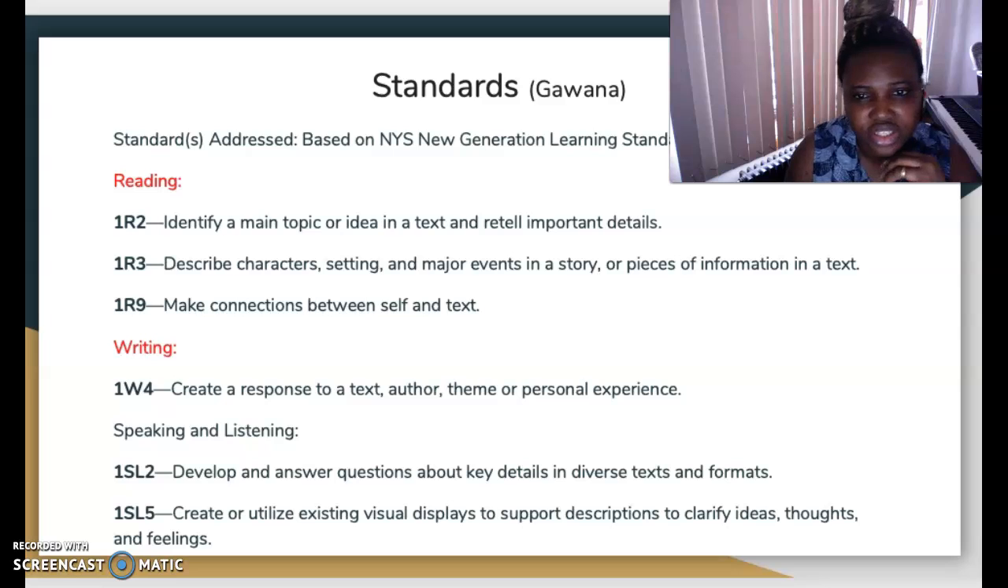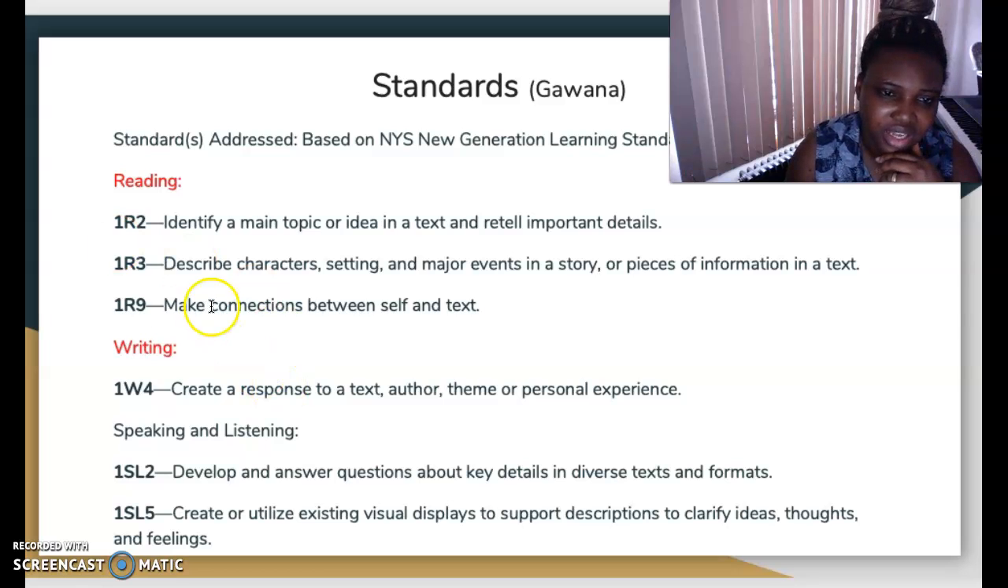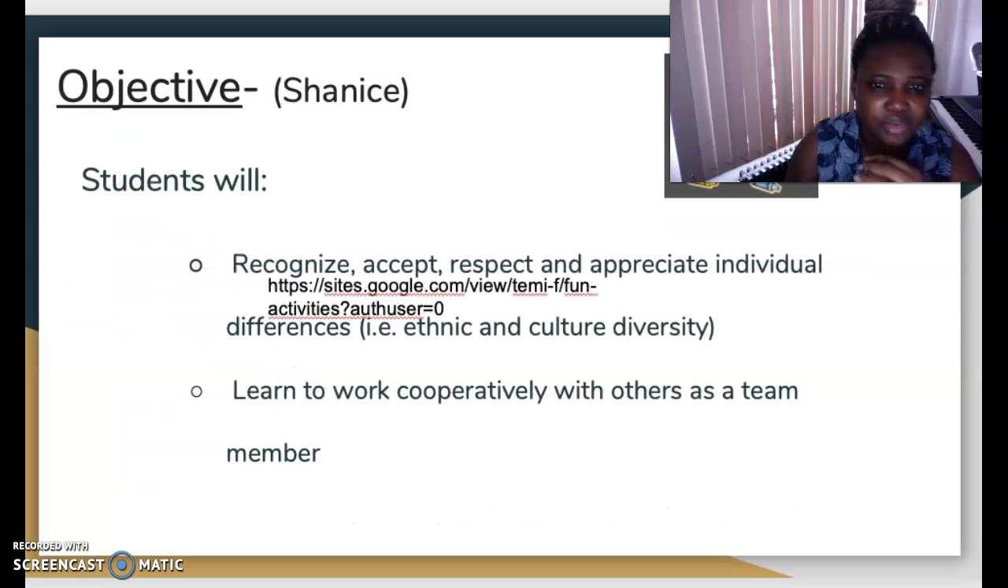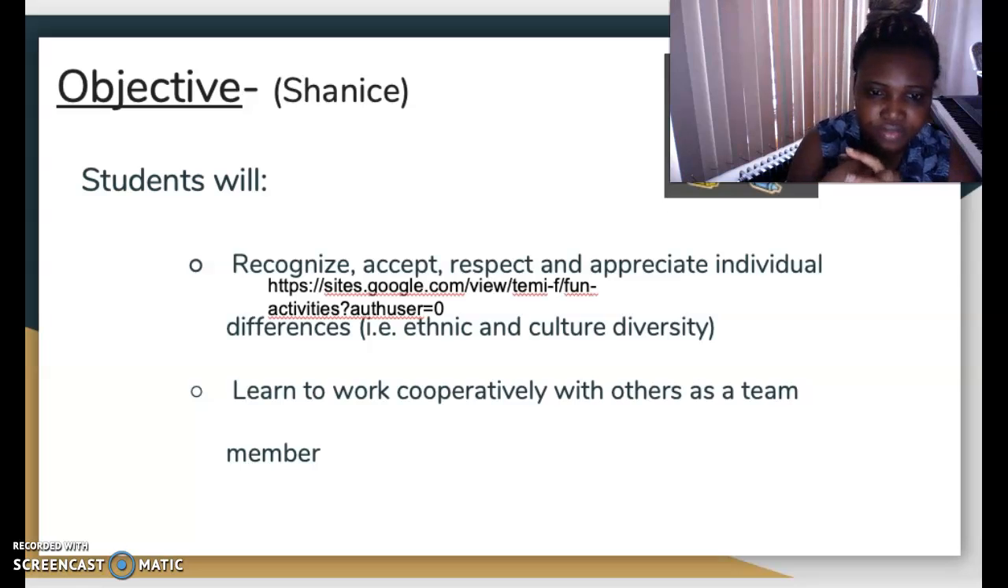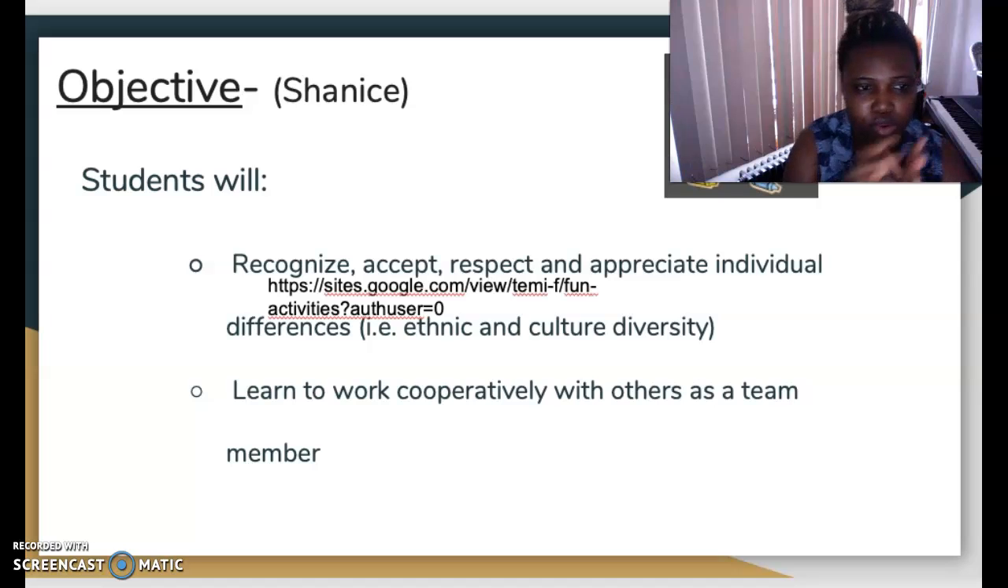We use New York State standards, done by Guana for reading, so they are all listed. Here we use the objective, done by Shanice. Our objective is to teach the kids to recognize, accept, respect, and appreciate individual differences, and to learn to work together cooperatively.